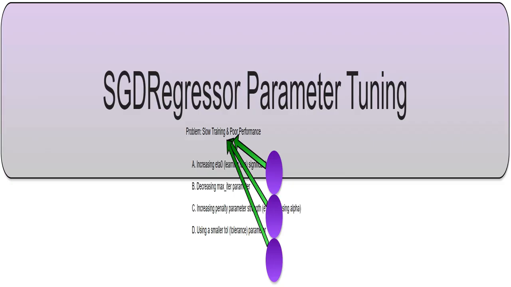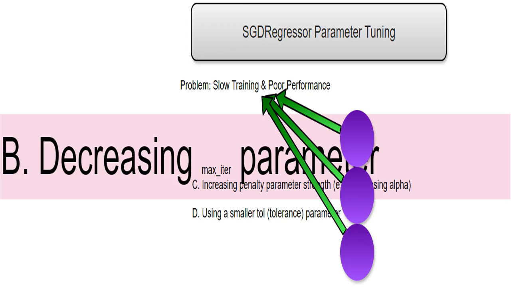I'm tuning the parameters of the SGDRegressor, a machine learning model that uses stochastic gradient descent to fit a linear regression. This involves adjusting settings that affect how quickly the model learns, training speed, and how well it performs on new data, model performance. It's like tweaking the settings on a complex machine to make it work faster and more accurately. I'll increase the penalty strength.